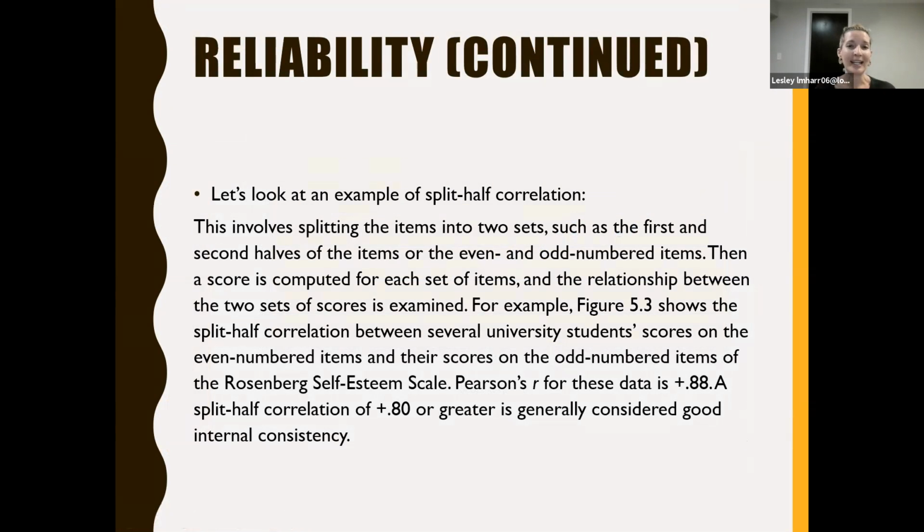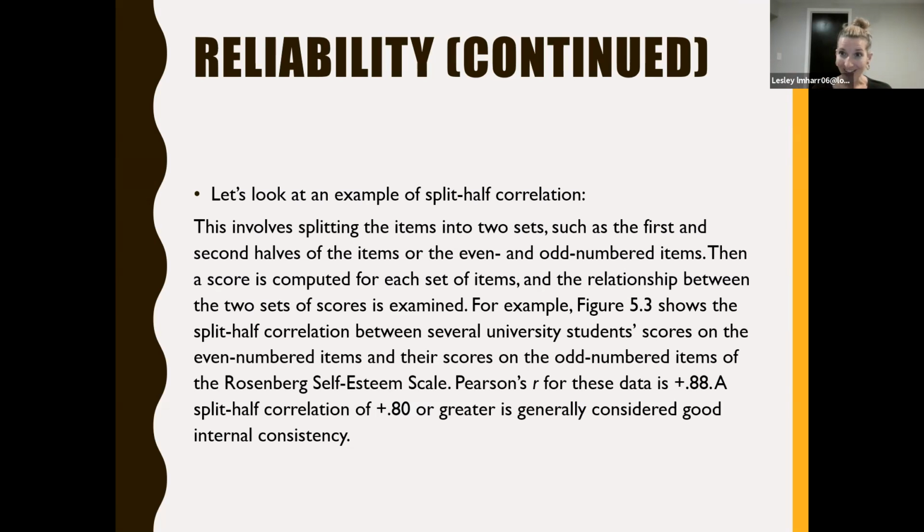The next thing we're going to look at is what's called a split-half correlation. This involves splitting items into two sets, such as the first and second halves, or even odd and even numbers. So let's say you are administering a survey with 20 items, and you're looking at even numbers and odd numbers and seeing if the correlations line up. A score is then computed from each set of the items, and then the relationship between the two sets of scores is examined.